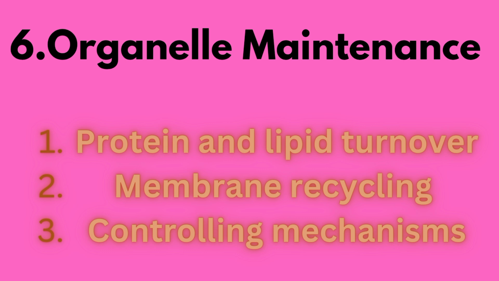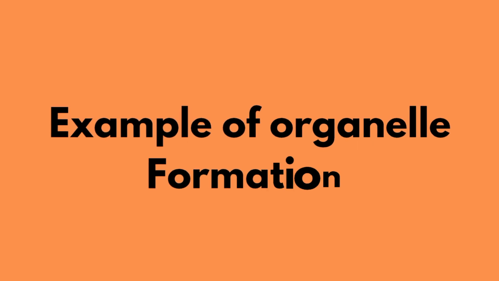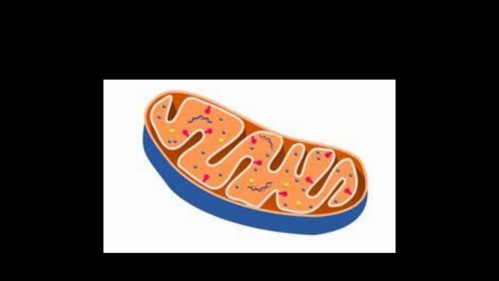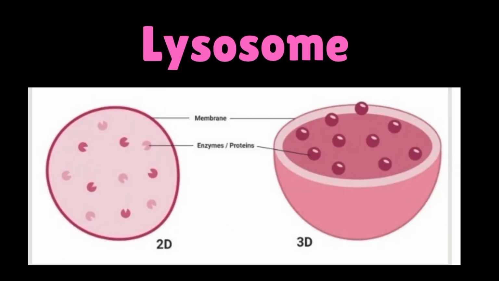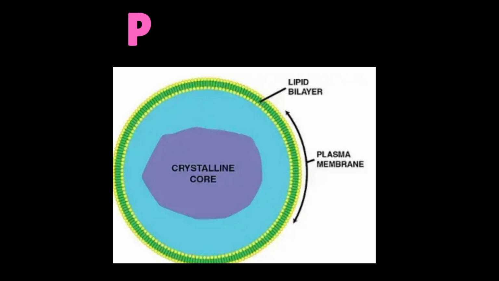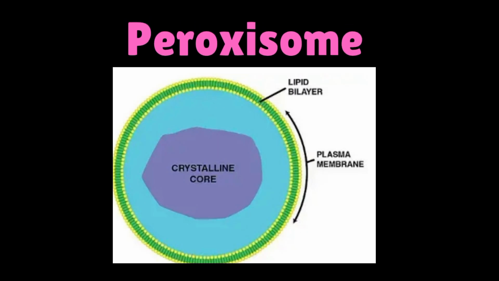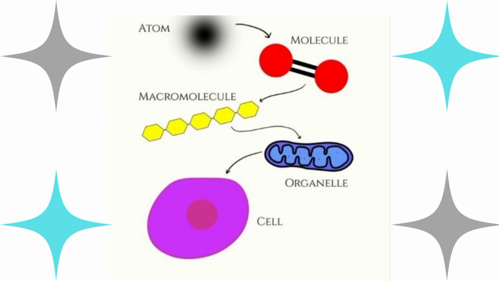A few examples of organelle formation from molecules include mitochondria, formed from the fusion of vesicles containing mitochondrial proteins and lipids. Lysosomes, formed from the fusion of vesicles containing lysosomal enzymes and lipids. Peroxisomes, formed from the fusion of vesicles containing peroxisomal proteins and lipids. Organelle formation is a complex and highly regulated process that involves many molecular interactions and cellular pathways.